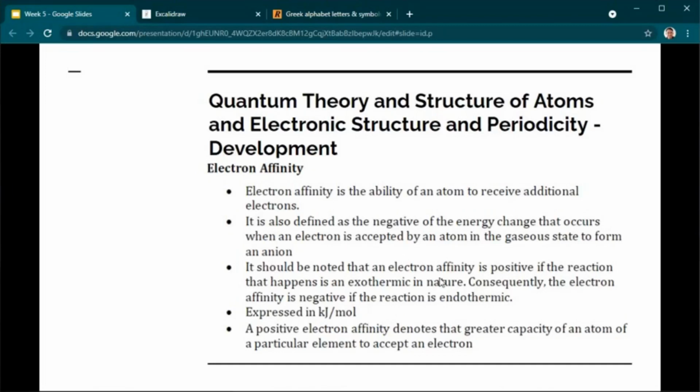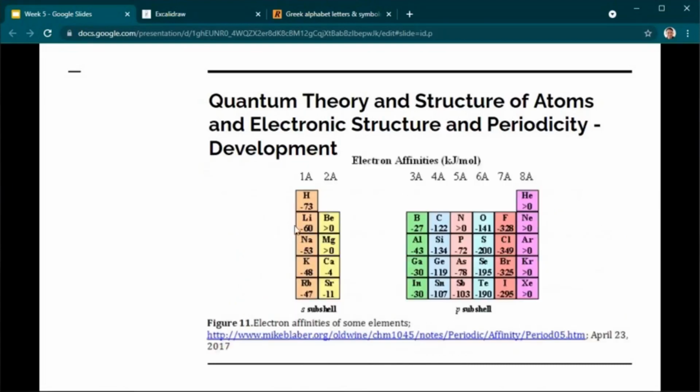It should be noted that electron affinity is positive if the reaction that happens is exothermic in nature. Consequently, the electron affinity is negative if the reaction is endothermic. It is also expressed in kilojoules per mole. A positive electron affinity denotes the greater capacity of an atom of a particular element to accept an electron. So these are the electron affinities of some elements. Let's see later in the summary how the trend is in terms of electron affinities.